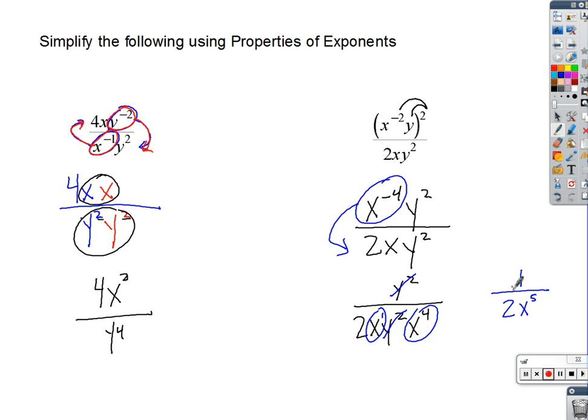Just remember that 1 is still there. There's a 1 in front of this y squared even though we don't write it. The tendency would be to put a 0 there, and 0 divided by anything is 0, so that would be incorrect. You need to have a placeholder.